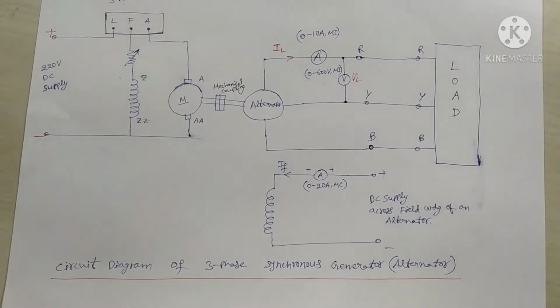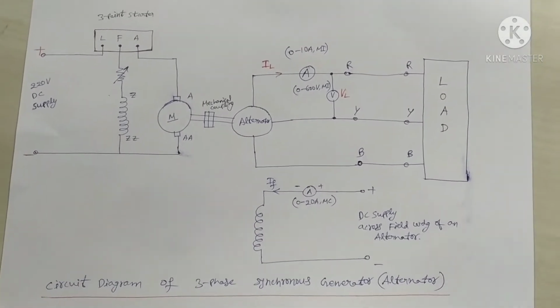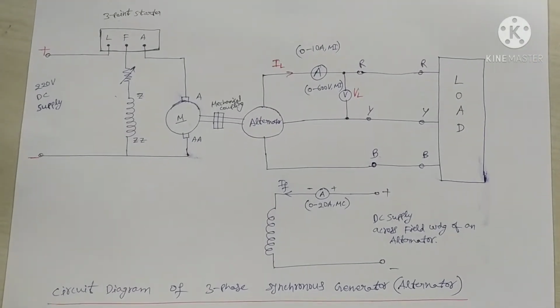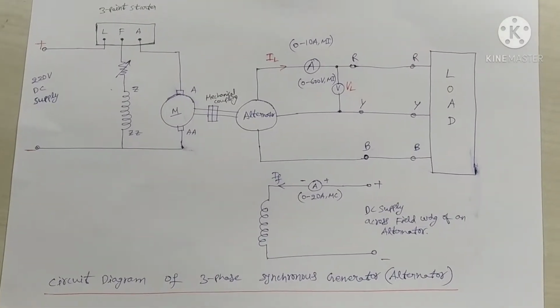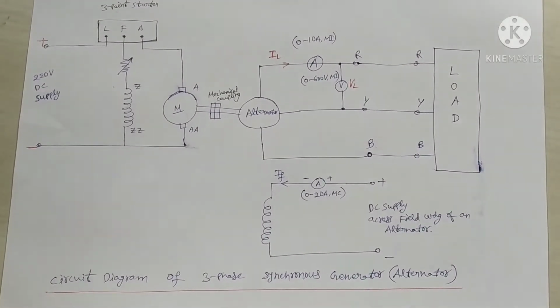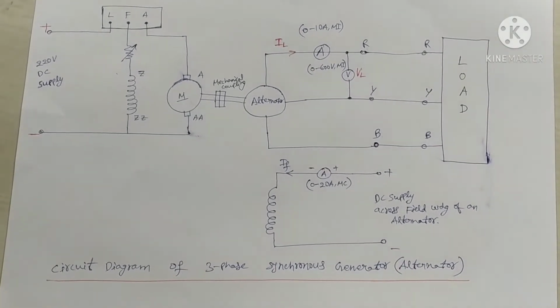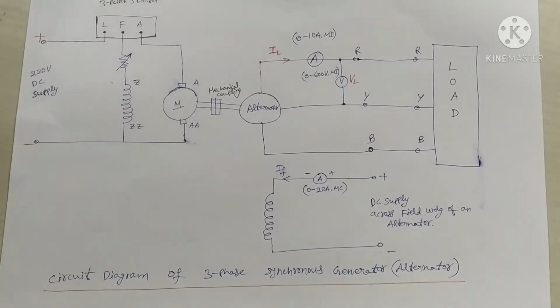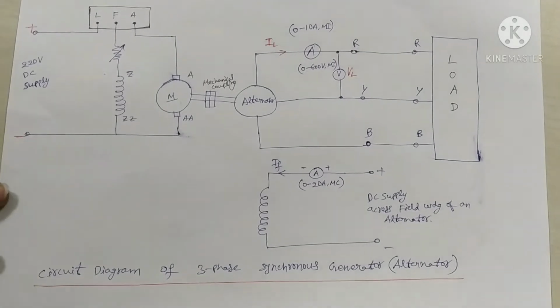Today we are going to study the field winding current versus load current characteristics and terminal voltage versus load current characteristics of a three-phase alternator for the different loads, that is a three-phase inductive load and three-phase capacitive load. Now we can see the circuit diagram for today's experiment.